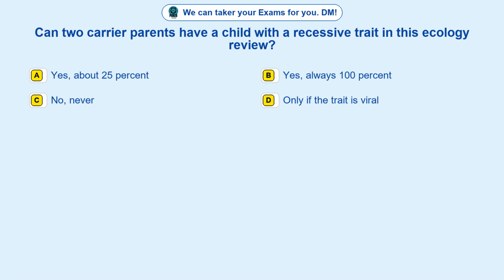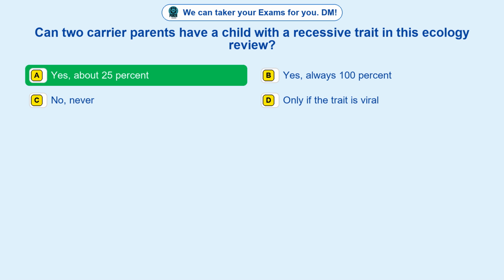Question 11. Can two carrier parents have a child with a recessive trait in this ecology review? Option A. Yes, about 25%. Option B. Yes, always 100%. Option C. No, never. Option D. Only if the trait is viral. The correct answer is option A.